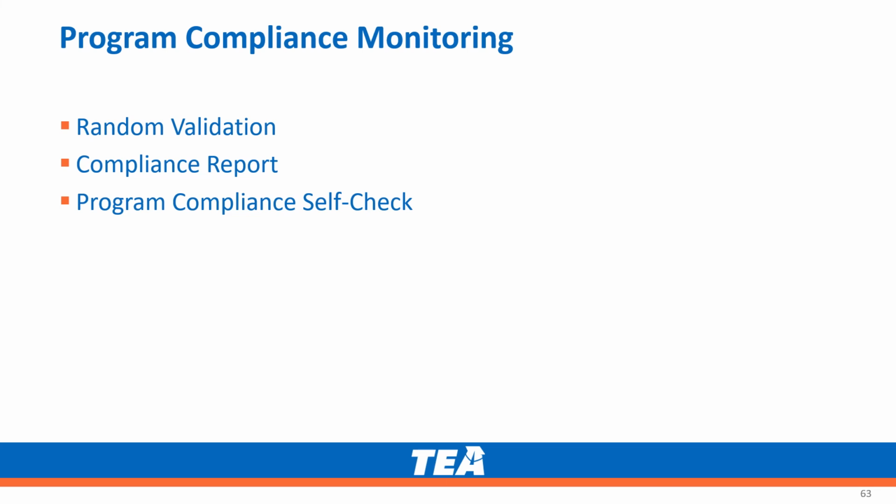Then we have the compliance report, known as a PR 3000. This is the compliance report for Title II Part A. And finally, TEA provides a program compliance self-check guiding document that is meant to assist LEAs completing the compliance report.